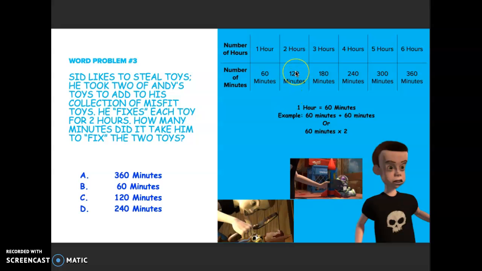So, since we know there's 2 toys, and it took him 2 hours to fix each toy, then you see right here, this would be 2 hours, this is 3 hours, and this is 4 hours, meaning it took him 240 minutes to fix both of the toys.